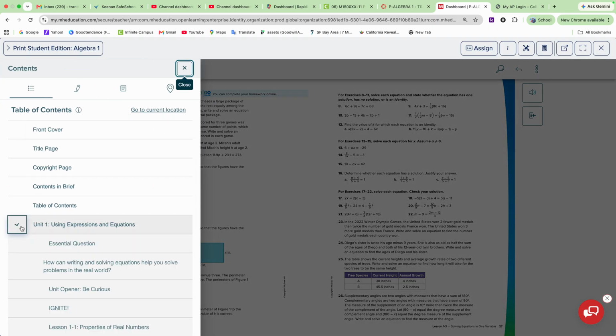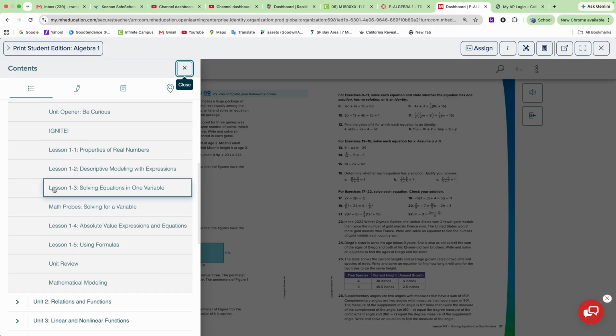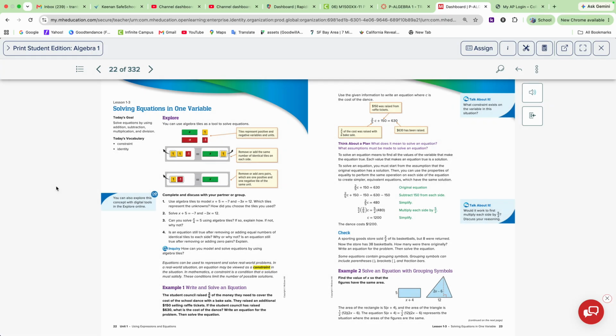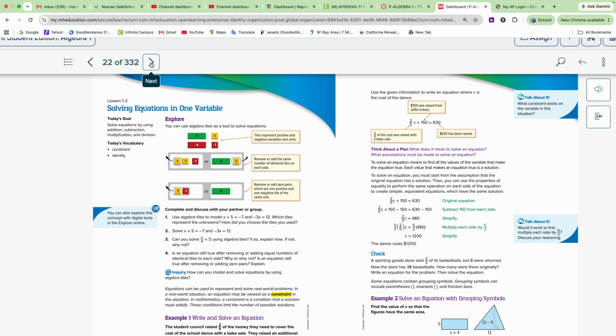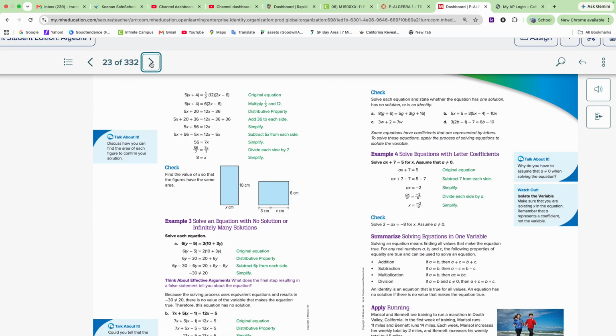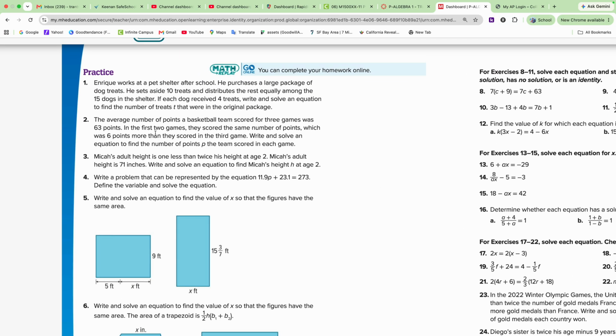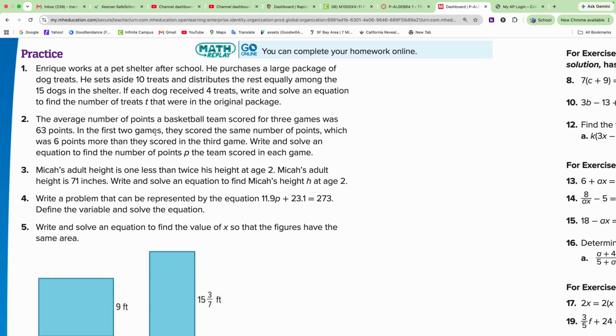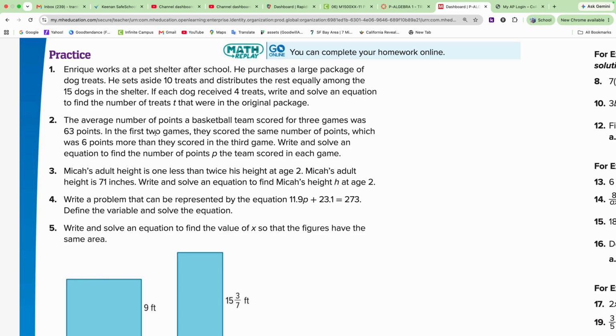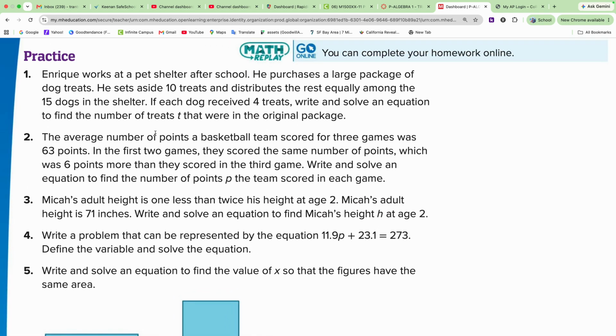You're going to go to unit 1, and we are at 1.3. It's going to take you to the beginning of 1.3, so use this arrow to move to the homework practice, which is where you want to be. So this is where you want to see your assignment.